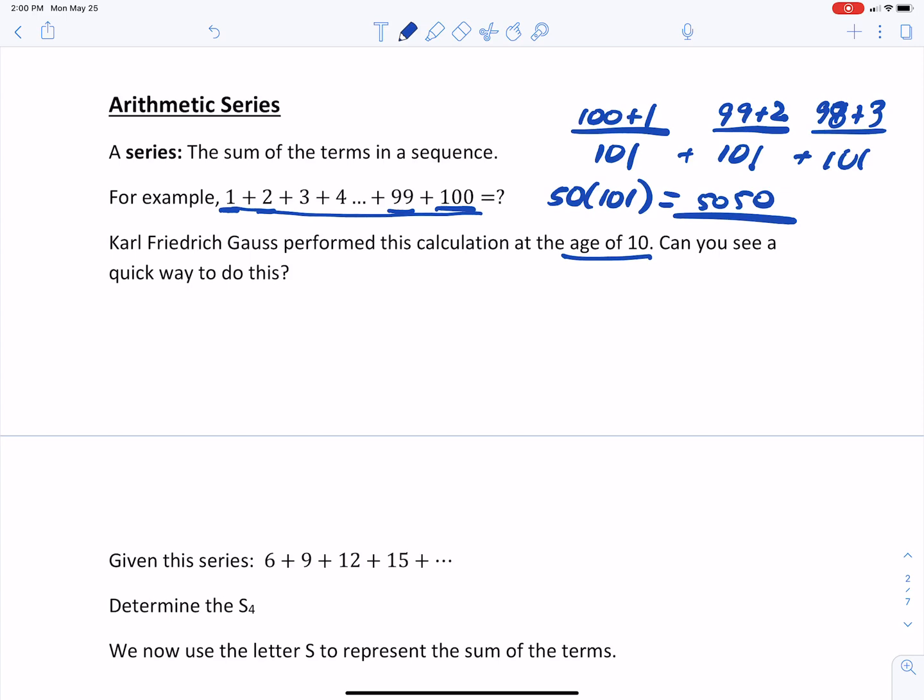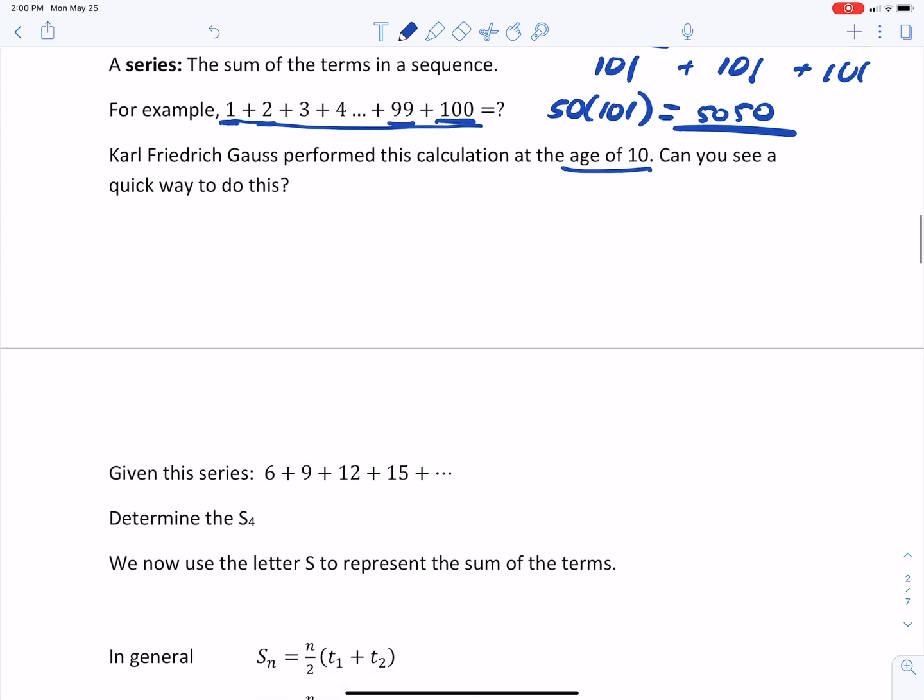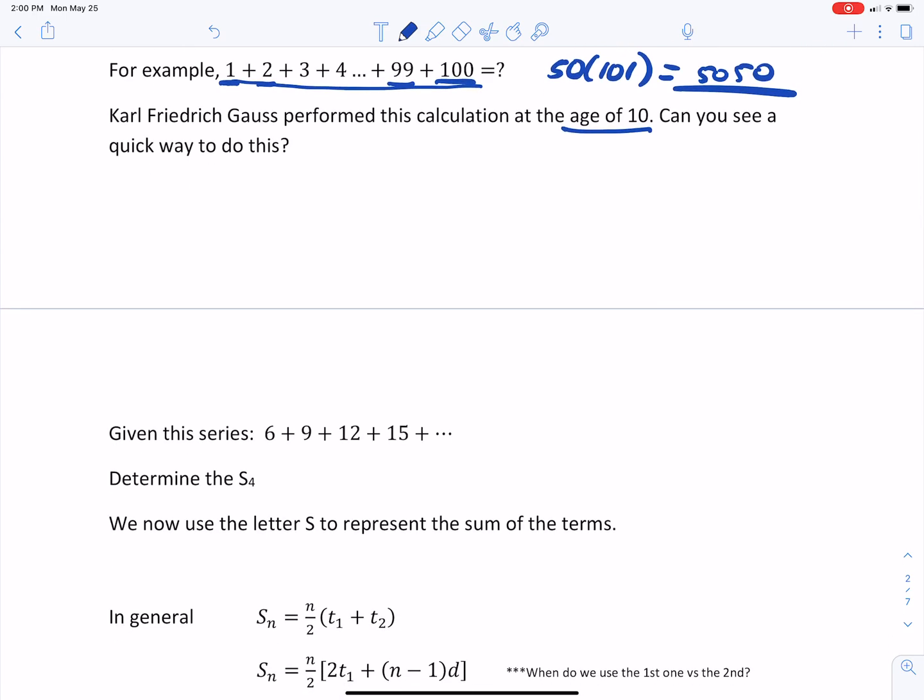And so down here, given this series, 6 plus 9 plus 12 plus 15, we can see that each time we're adding 3. So I know the common difference is 3. Determine the sum of these 4 terms. I could go 6 plus 15 and 9 plus 12 are both 21. So if I add those up, I get 42, and that's the sum there.